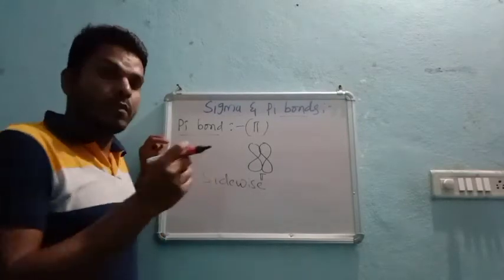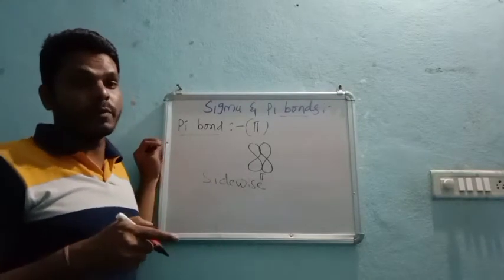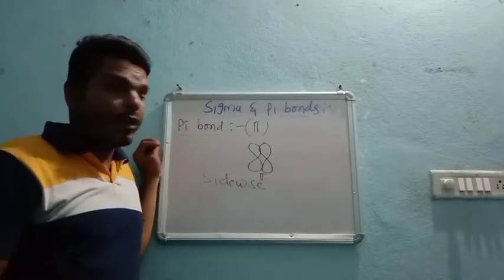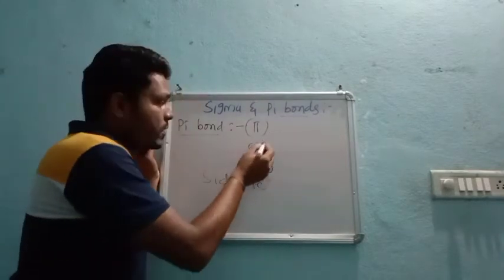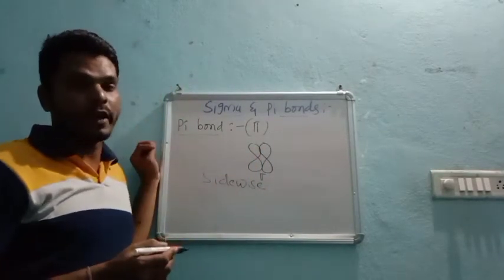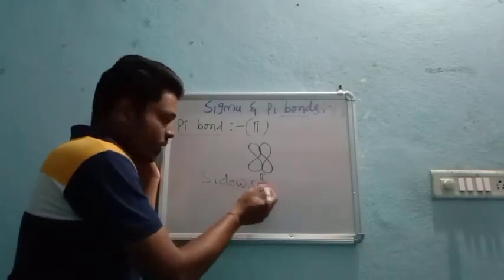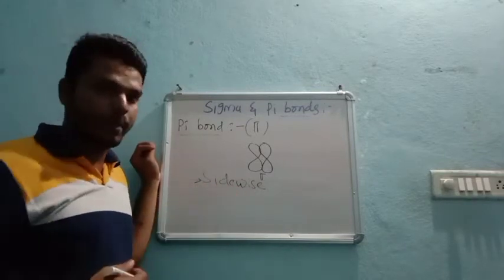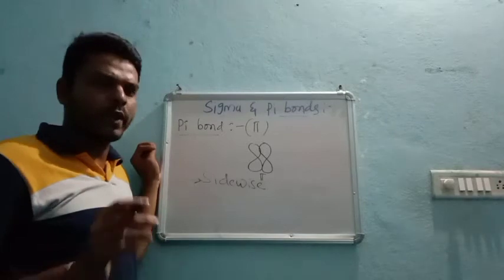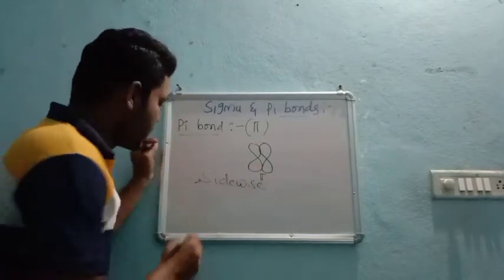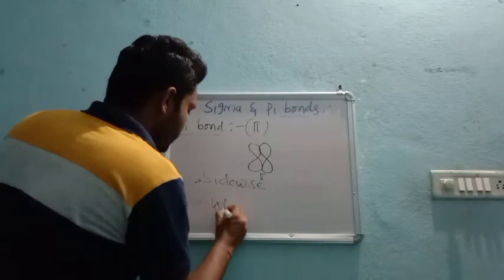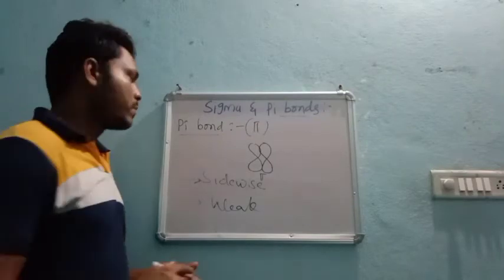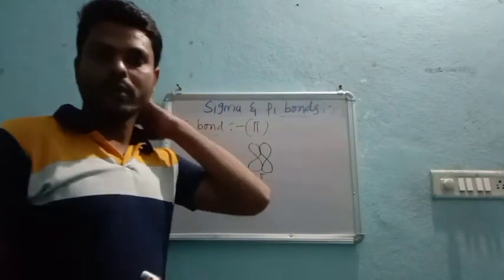Clear? So if head-on overlapping takes place, those types of bonds are called sigma bonds. If sidewise overlapping takes place, those are called pi bonds. Whenever side to side overlapping takes place, definitely the formation of a pi bond takes place, but the bond will be very weak. Weak bond formation. But in the case of sigma bonds, we saw they are very strong bonds.